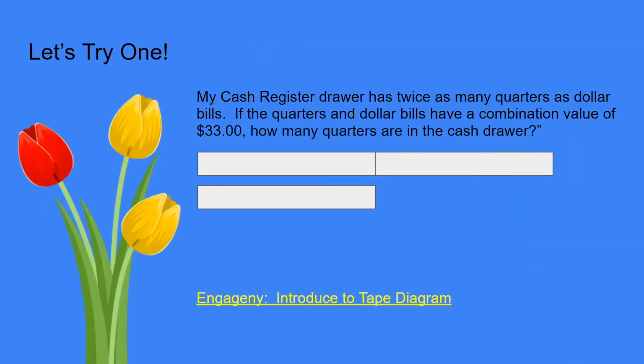So I want you to try one. My cash register drawer has twice as many quarters as dollar bills. If the quarters and the dollar bills have a combined value of $33, how many quarters are in the cash drawer? So just take a few minutes using a tape diagram to see if you can figure out how many quarters I have and how many dollar bills I have.